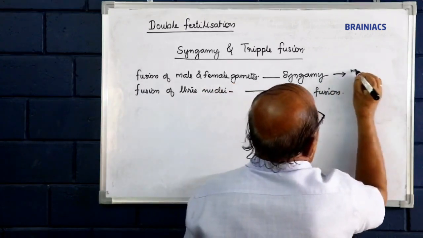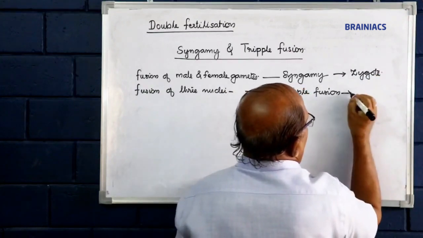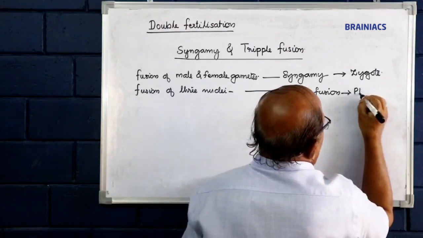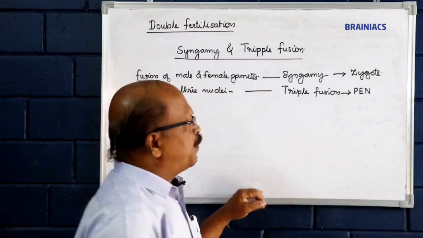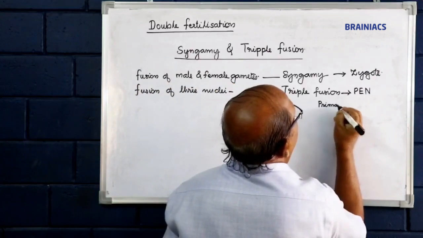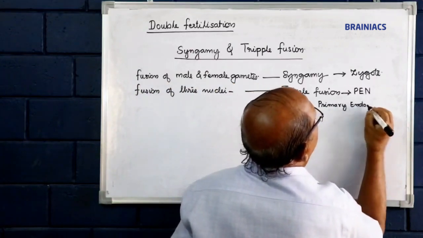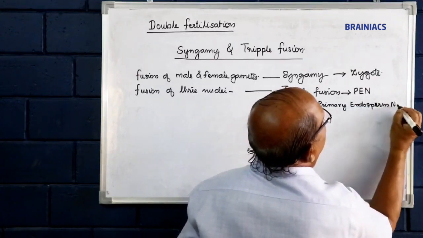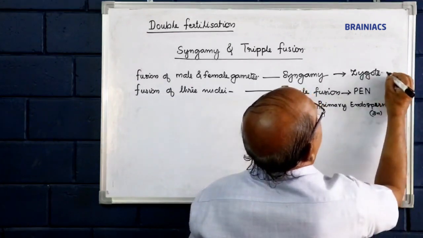Syngamy results in the formation of zygote. Triple fusion involves formation of primary endosperm nucleus. It is triploid.